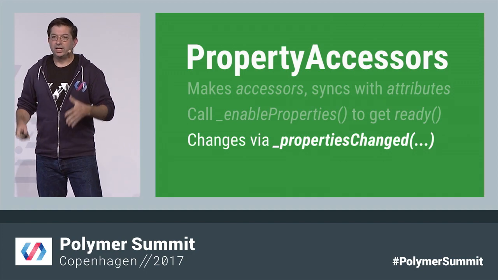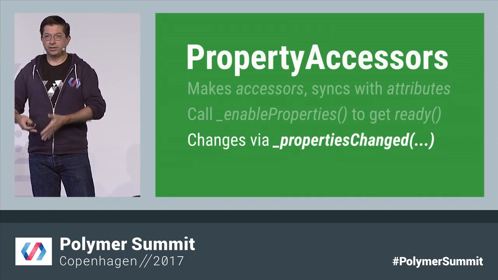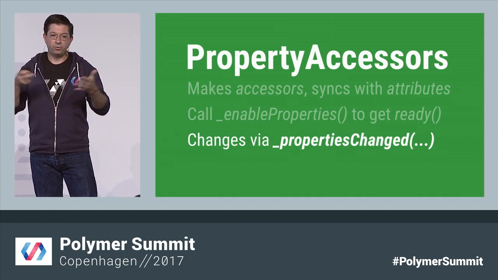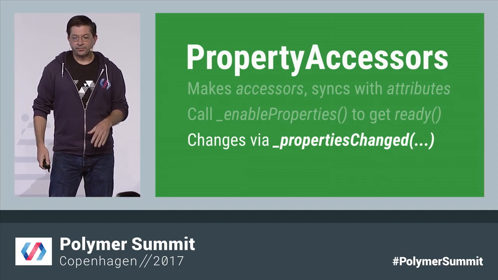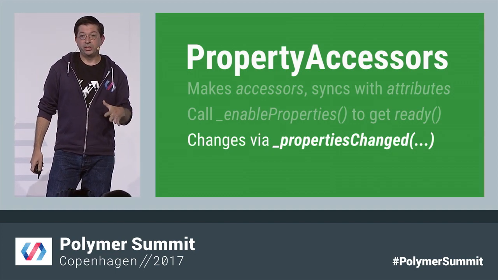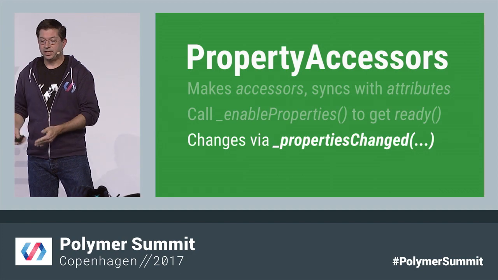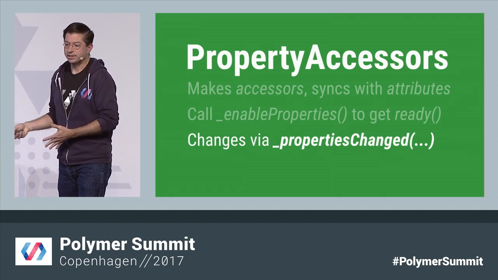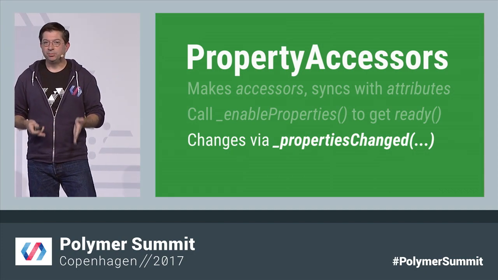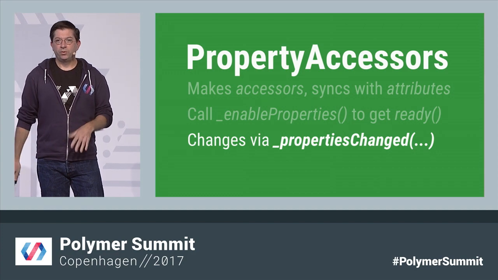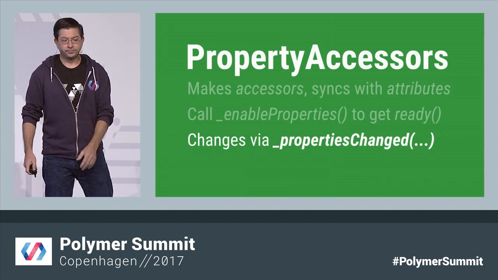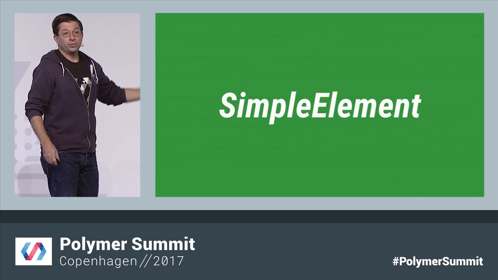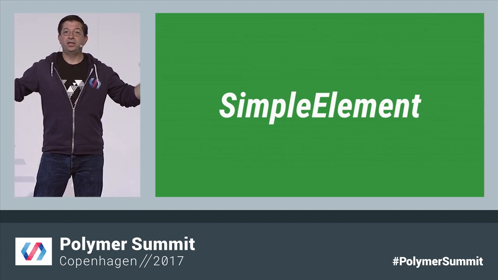And finally, we have an entry point called properties changed, which allows us to react to this batched set of properties changing. And in Polymer element, this is implemented for us, and this is where we get data binding and property observers and things like that. But in this element, we'll go ahead and implement this and do the work that we need when properties change to update our rendering.